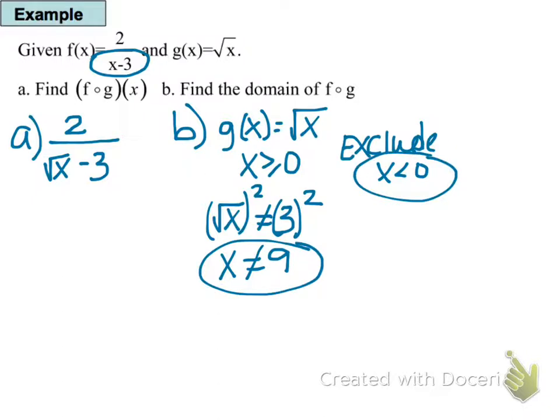So we know the x's cannot be less than 0 and the x's cannot be 9. We'll write that using our interval notation, so we'll go from 0 to 9, jump over 9, and then 9 to infinity. And that's going to be our final domain for f of g of x.